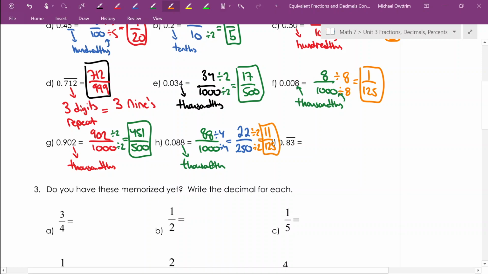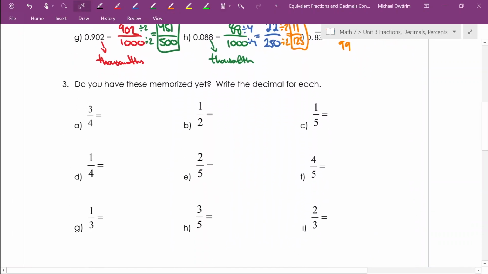Last one is another repeating decimal. So since we have 2 digits that repeat, we're going to have 2 9s on the bottom, and then our digits 83 on top. 99 only divides by 9 and 3, and 83 does not divide by either of those.